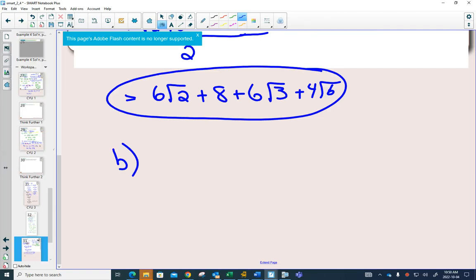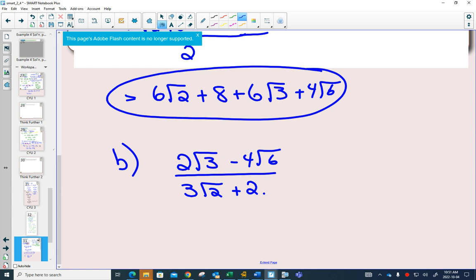So B, what do we have? We had 6 root 2's. No, I'm on the wrong one. We have 2 root 3's minus 4 root 6's. And currently it's bad because we have 3 root 2's plus 2 root 3's on the bottom. We're not allowed to have square roots on the bottom.